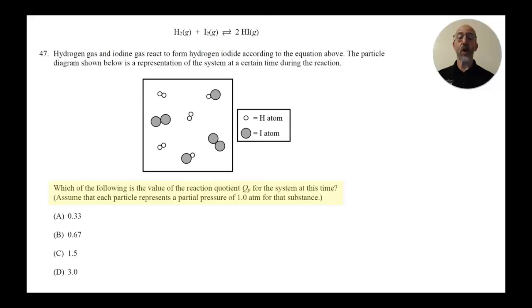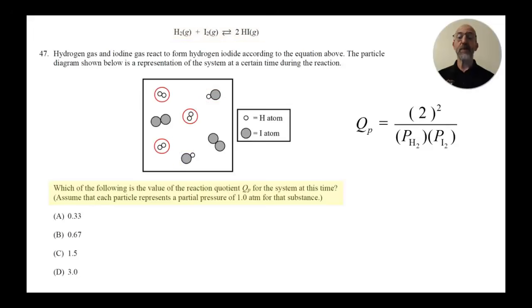So I will do the reaction quotient as products over reactants. I will use partial pressure of each substance. So in the numerator of this reaction quotient, it's going to be the product. So partial pressure of HI, and that's going to be squared because of that coefficient of 2. And in the denominator, it's going to be the partial pressure of the hydrogen and the partial pressure of the iodine. Well, now that I have the reaction quotient, I will count the particles in the particle diagram, starting with HI. I see 2 particles of HI. That would be a partial pressure of 2 atmospheres.